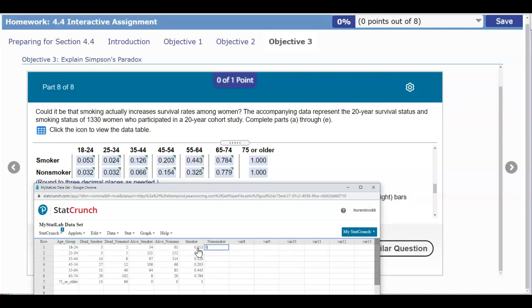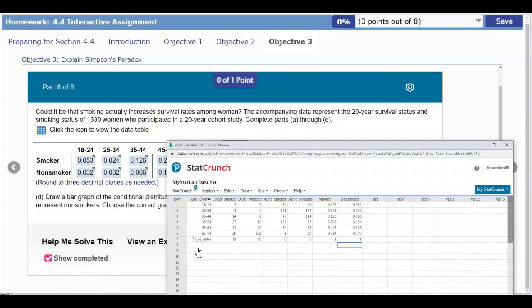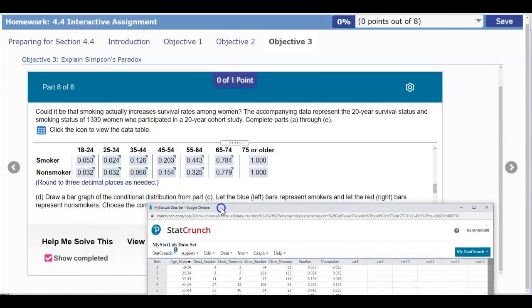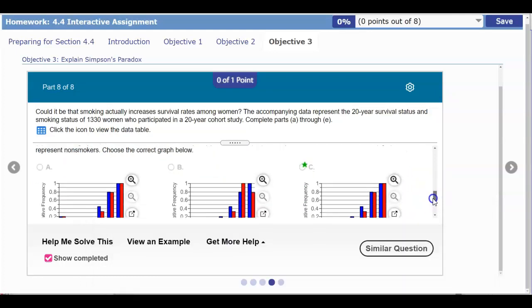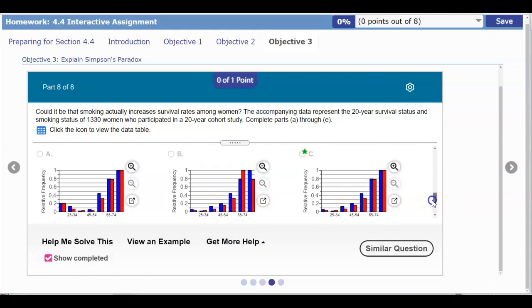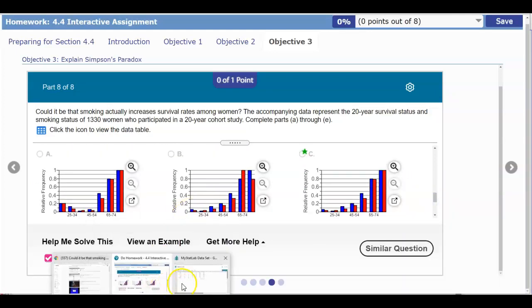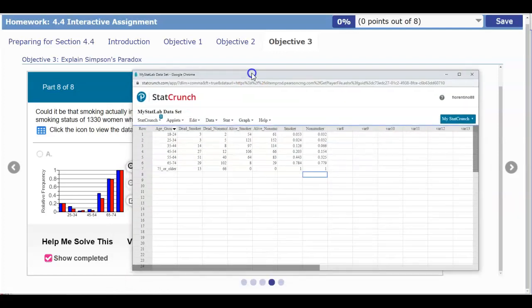And then we're also going to do the same thing for non-smoker. So we have 0.032, 0.032, 0.066, 0.154, 0.325, 0.779, and then 1. So we're going to use these 2 columns with the age group column to generate our bar graph, so that we can make sure it looks like one of these options here.